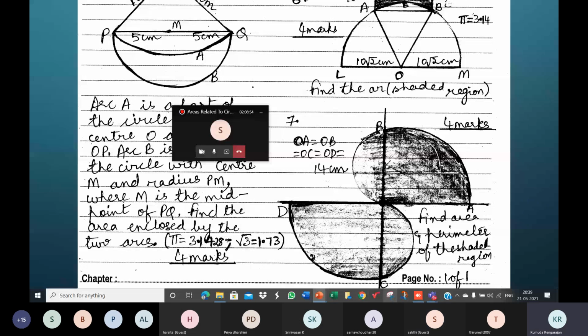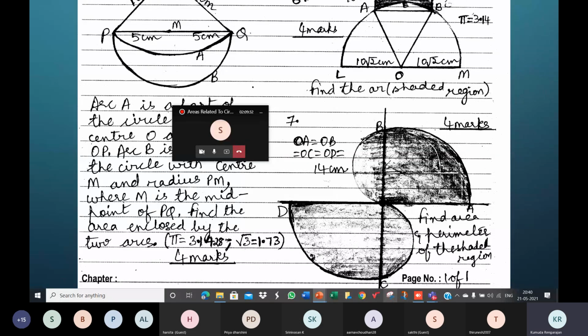So children, that's it. The length of this arc is 2 pi r by 4. 2 pi r is for the circle, divided by 4 will be the length of this arc. Pi r by 2 is the length of this arc, where r is 14. For the semicircle, the length of this arc is pi r, because 2 pi r by 2 is pi r, where r is 7.